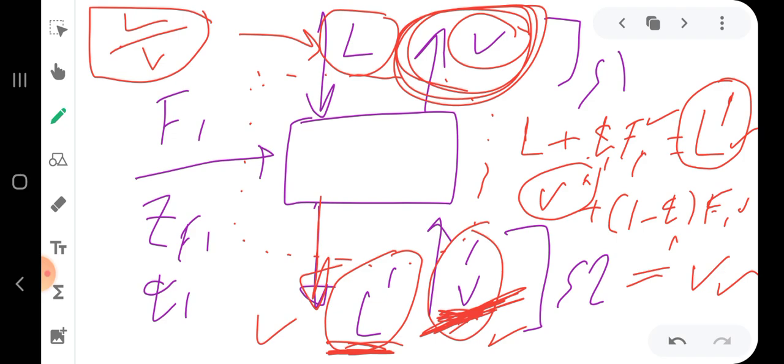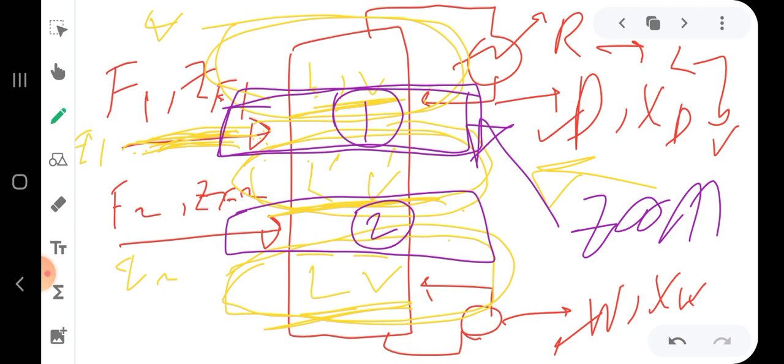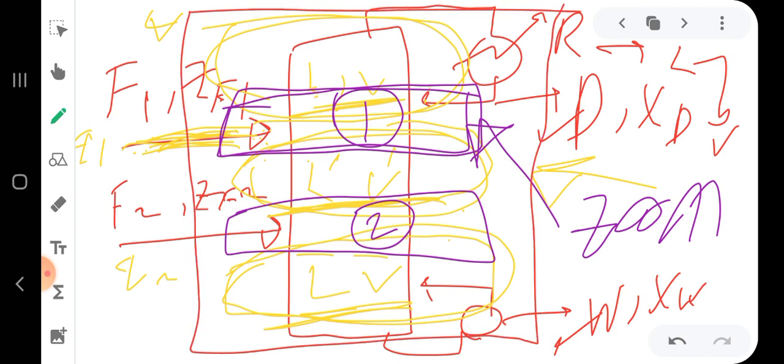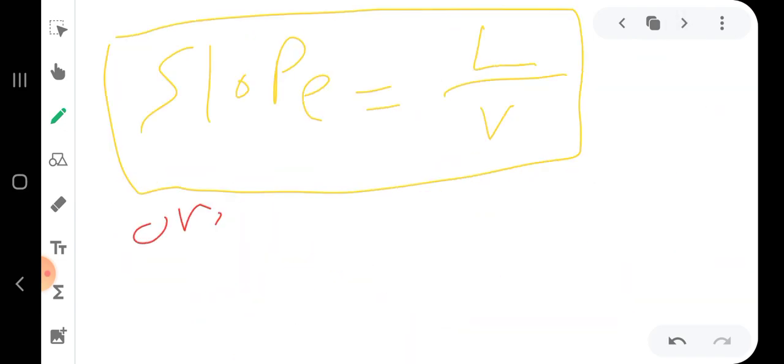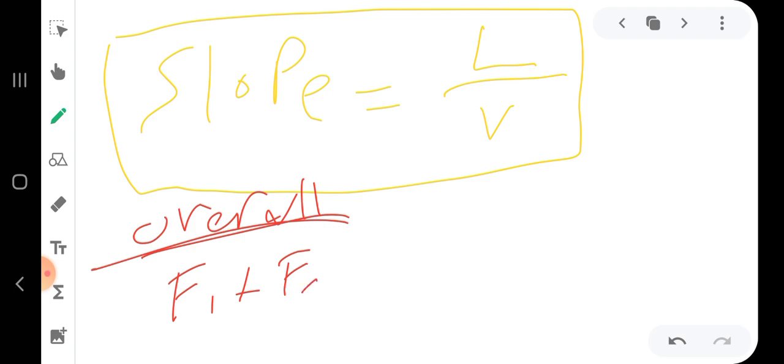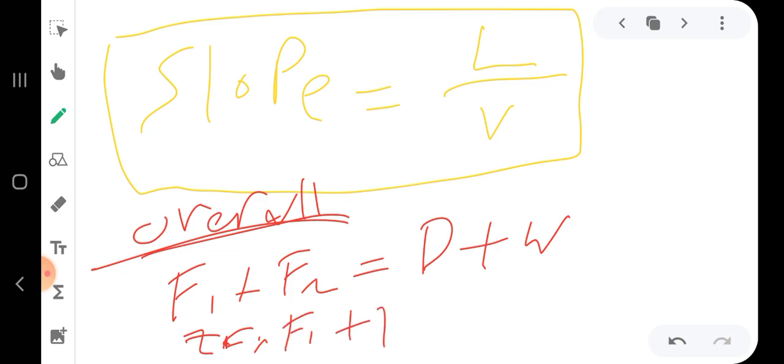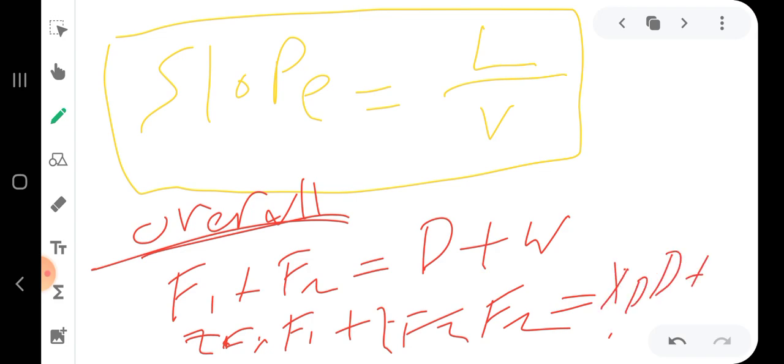But be careful here. One thing that I want to mention: when you do the overall material balance, make sure you include two feed streams. If you do the overall balance on all three sections, you say that F1 plus F2 is equal to D plus W. Don't forget to mention that we have F1 and F2, and again we have the component material balance: ZF1 F1 plus ZF2 F2 is equal to XD D plus XW W. So don't forget to add both feed streams.